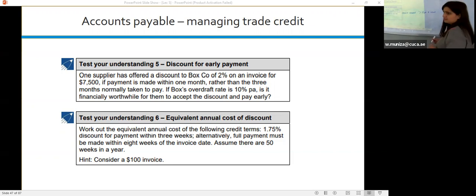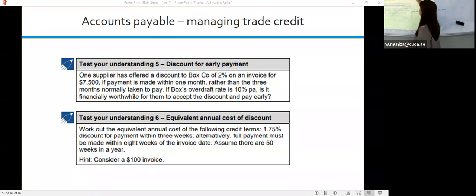No. So, how do you know? We have not calculated. We have only the rate of interest given. We have not calculated the annual discount value yet. We have to calculate and then we are going to compare.